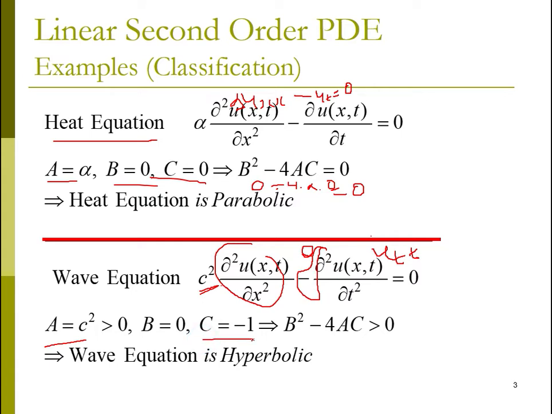so c is equal to minus 1, implies b square minus 4ac, put the value of a, b, c, 0 minus 4 into c square into minus 1, so minus minus plus, and c square is greater than 0, so b square minus 4ac greater than 0, so wave equation is hyperbolic.